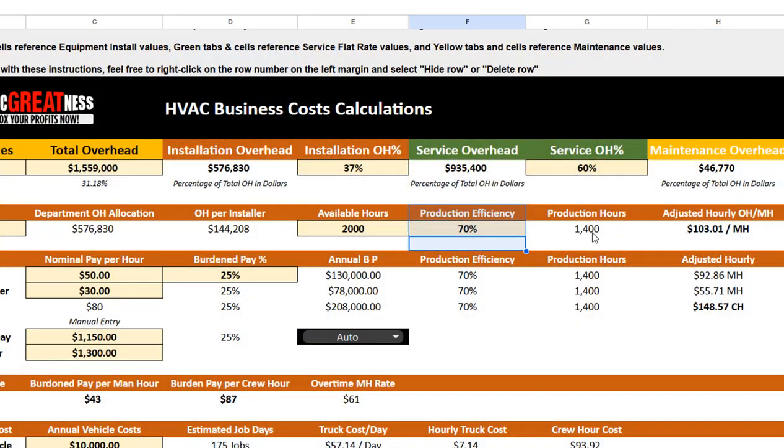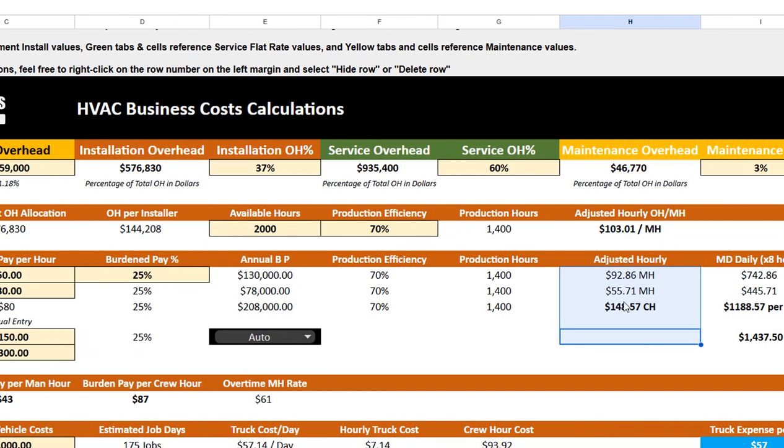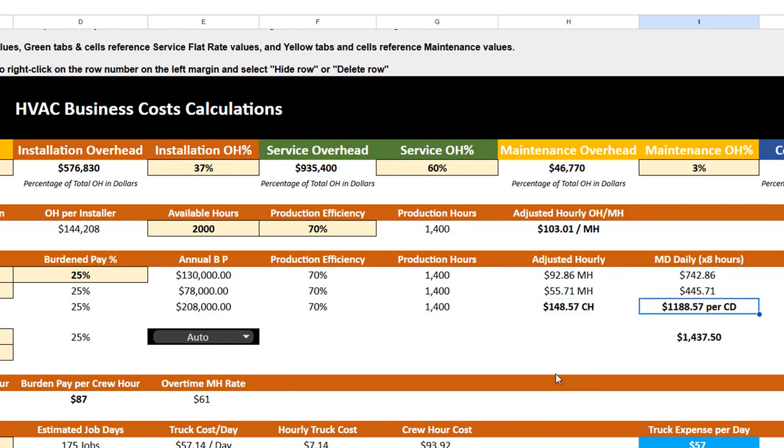I gave them 80 hours off for time off, holidays, vacation, stuff like that. But there's still 2,000 hours. That's 50 weeks at 40 hours. Available, I'm paying them, but really I can't keep them that efficient. I wish I could make them 100% billable. So I'm saying 70% efficient. So I divide all of what they get paid into that amount of hours, and it gives me a man hour rate and a crew hour rate, as well as a crew day rate. I know I'm moving fast, but it's all in here and it does it for you.